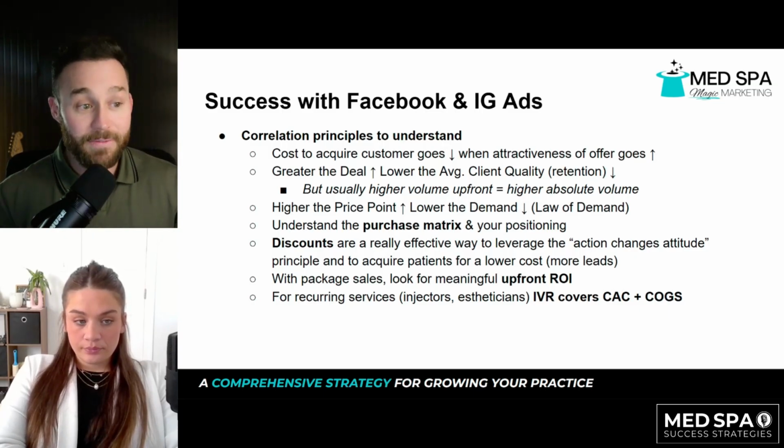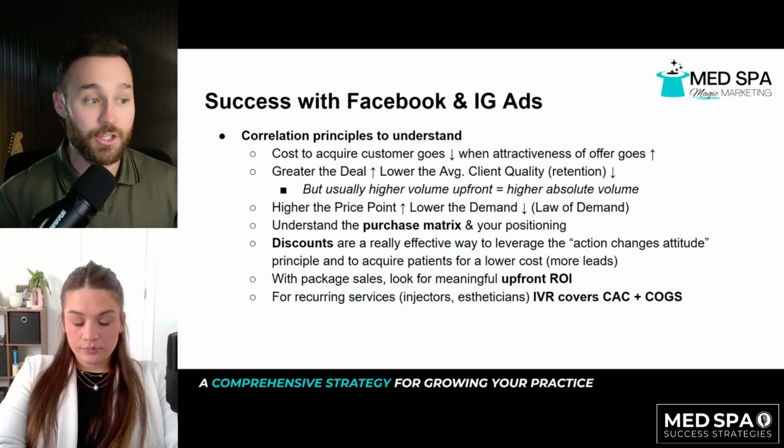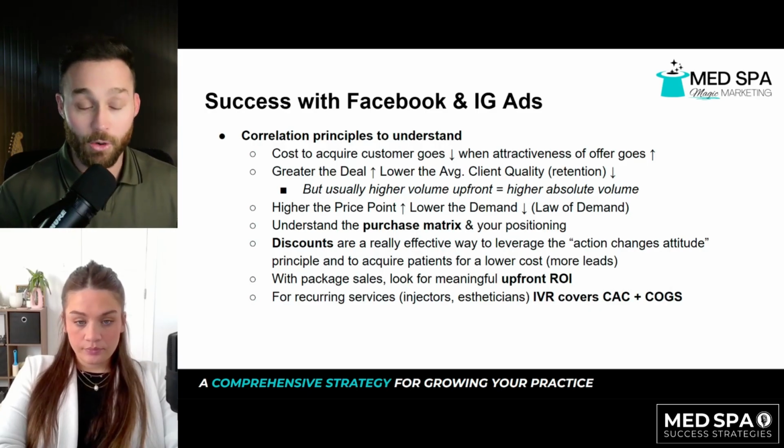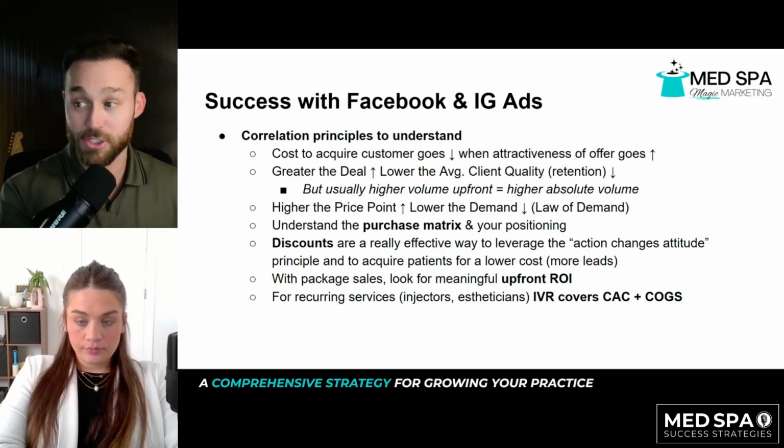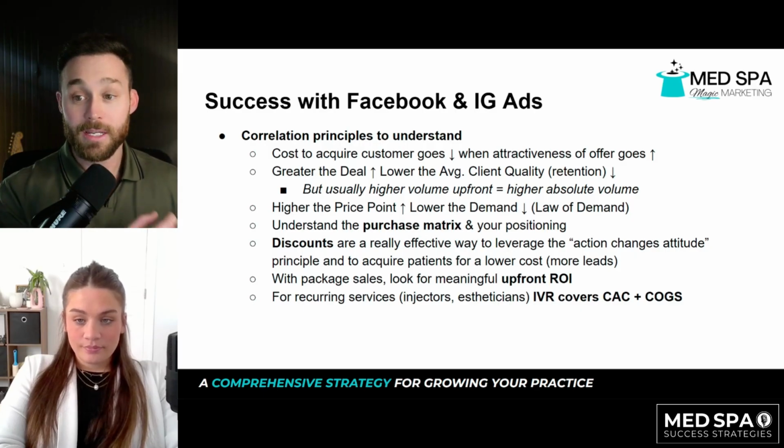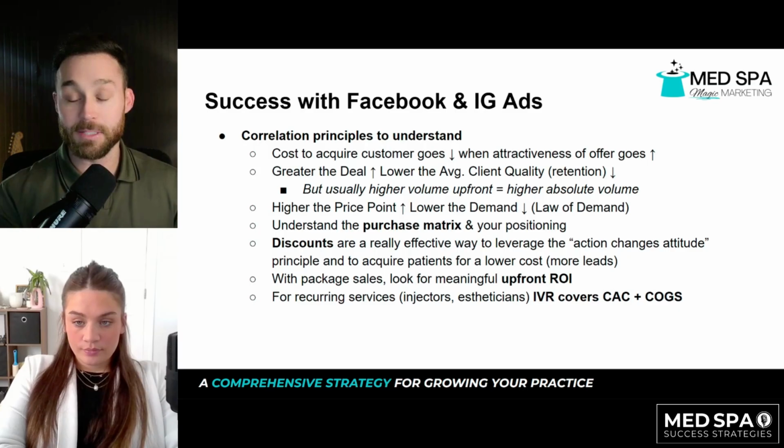Discounts are a really effective way to leverage the action-changes-attitude principle, meaning that if we want to create perception through experience, our best chance is to get a butt in the seat. Butts in seats is a really good goal most of the time. There are caveats, which we'll get to in this video, but discounts allow us to create perception through experience.